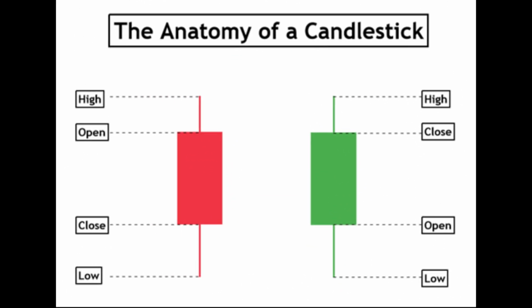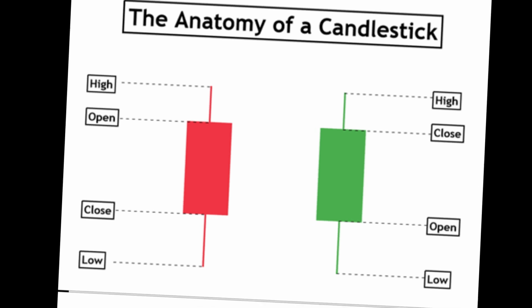A candlestick represents price movement over a specific time period, whether it's 1 minute, 1 day, or even a month. It has 4 key parts: the open price, close price, high, and low. The body shows the difference between the open and close, while the wicks, also called shadows, show the high and low. A green candle means the price closed higher than it opened, bullish. A red candle means it closed lower, bearish.